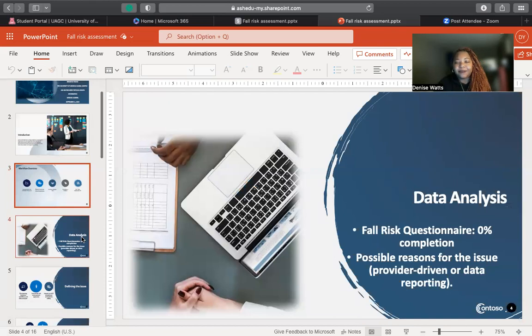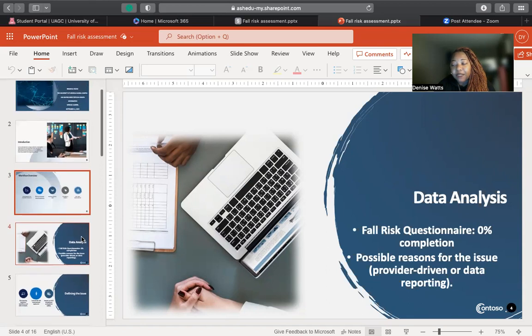Data analysis. The data from the PE report shows a 0% completion rate for the fall risk questionnaire, which is inconsistent with the workflow, where fall risk assessments are expected to be performed. All other tasks in the workflow, such as vital signs, medication review, and questionnaires, have relatively high completion percentages, indicating that the clinic generally adheres to the workflow.